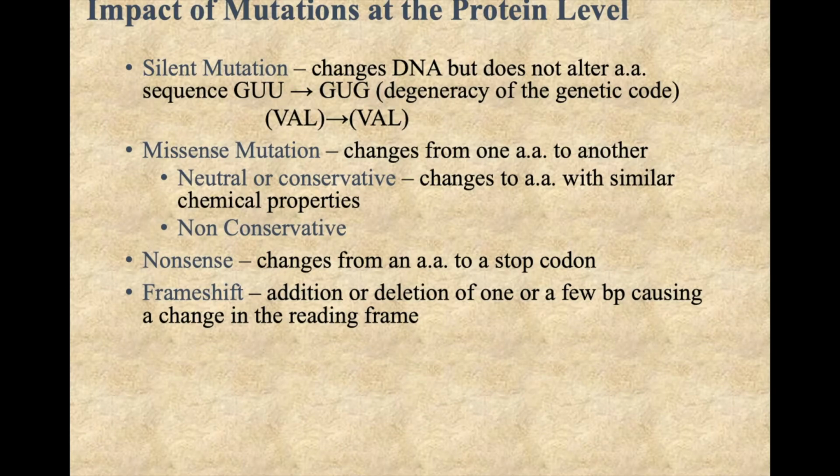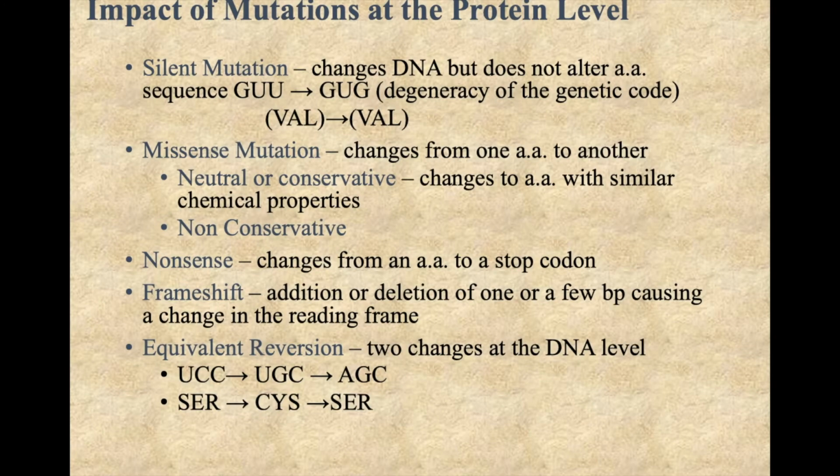But if it's not a multiple of 3, then everything downstream is going to be off, either creating a very long protein that makes no sense, or potentially introducing a stop codon and making a very short protein that also makes no sense. Frame shifts are arguably the most dramatic and devastating mutations that we see at the protein level.